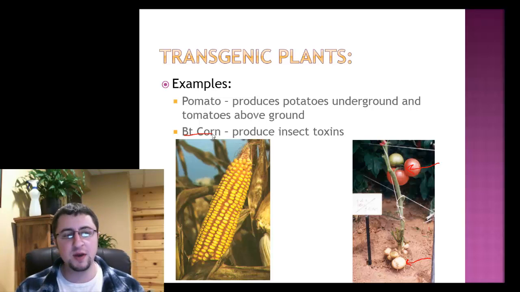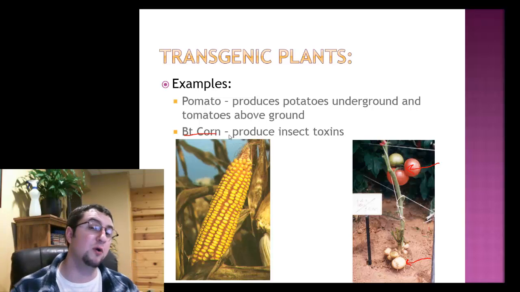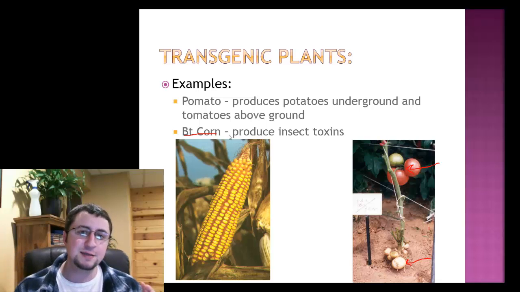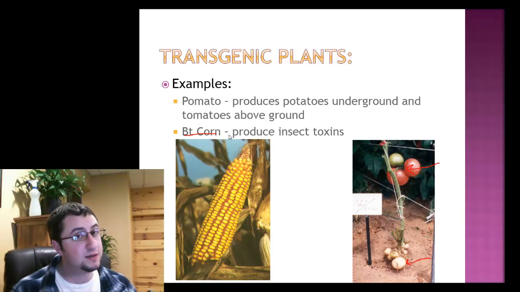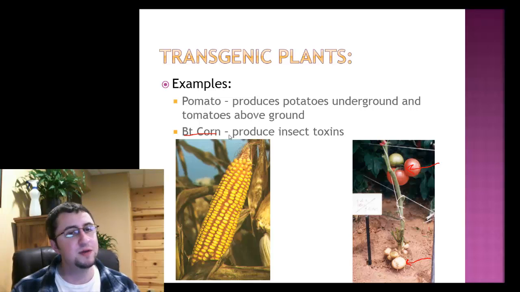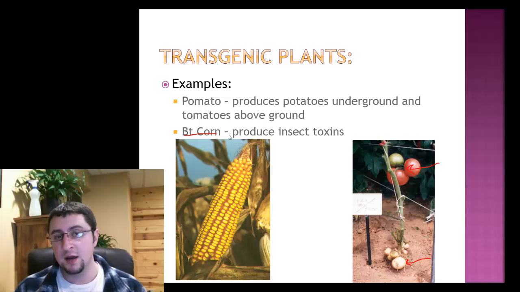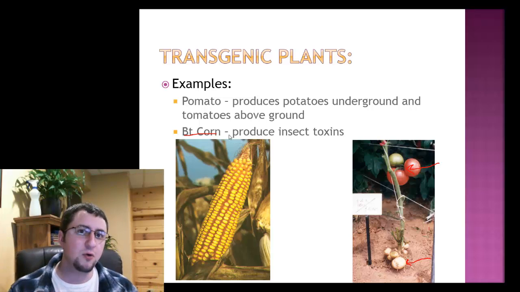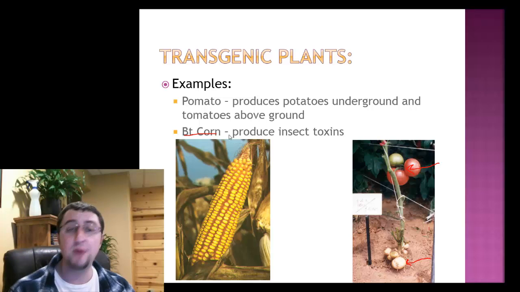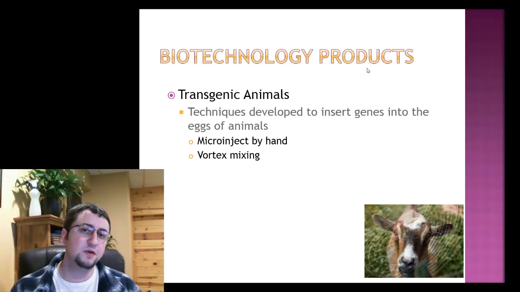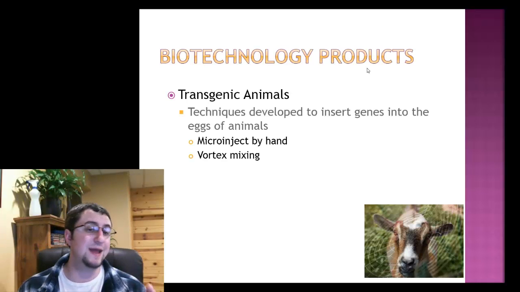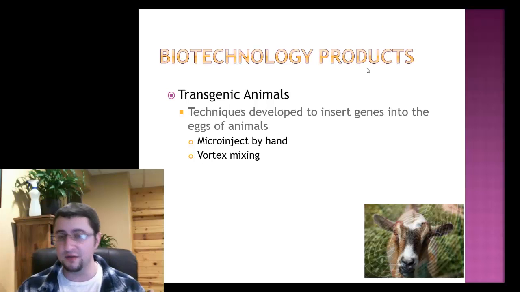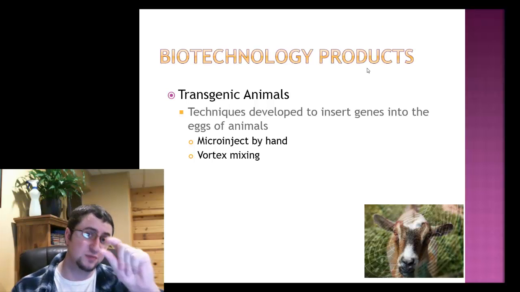Another example of transgenic plants is BT corn, and that's a type of corn that you've probably eaten at least one time in your life, but BT corn actually has the ability to produce what they call the BT toxin, which actually kills little insects that try to eat that corn. So it's like the corn actually is producing its own pesticide. Pretty cool. We also do transgenic operations on animals, where we actually insert genes into animals when they're little eggs or tiny little embryos.